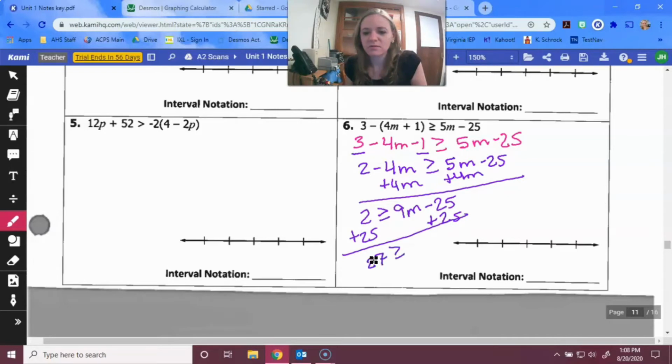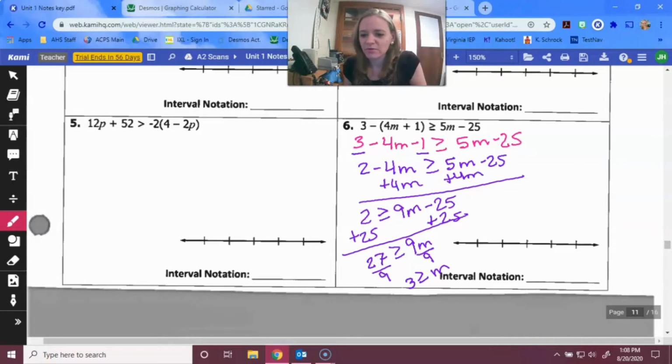27 equal to 9m. Let's see, did I make any mistakes here? No, it happened to be the way that I did it. Everything flipped the way it's supposed to. 27 divided by 9 is 3. And then 3 is greater than or equal to m. So no, we didn't have to flip the sign in this one. I was anticipating we might have to, but it's not a big deal.